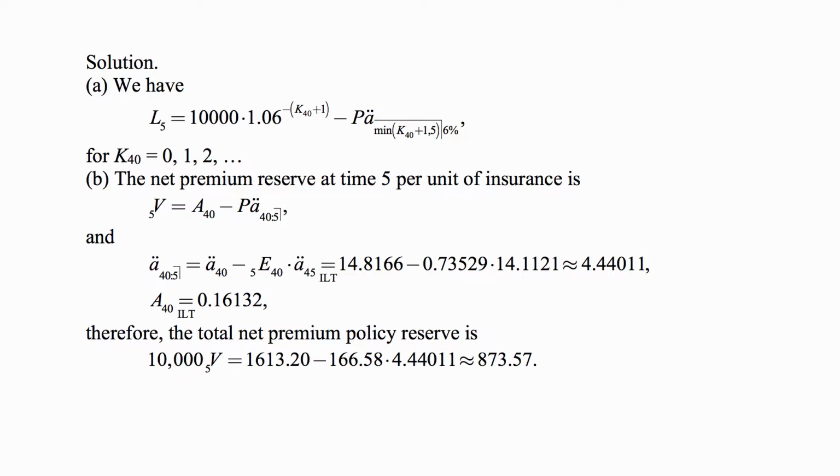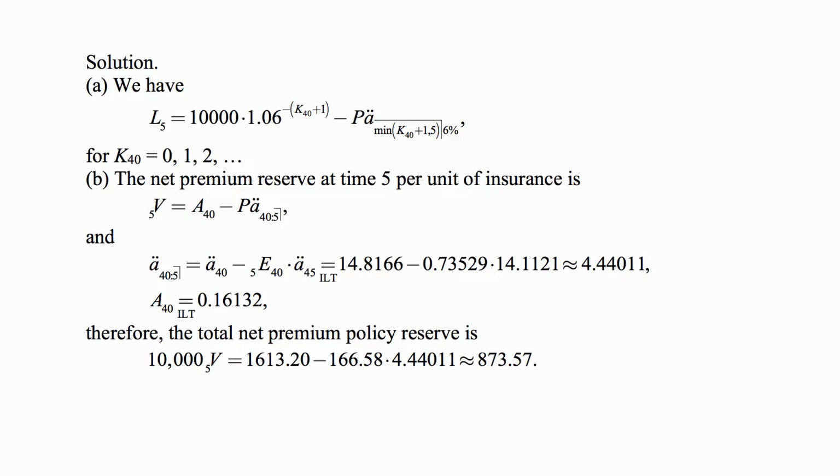For K40 equal to 0, 1, 2, and so on, K40 again is the number of whole years lived. So that's why you have this K40 plus 1, to also include the year in which the person dies in these considerations, because K40 only counts the number of whole years lived, and then the last year of life is the additional one.